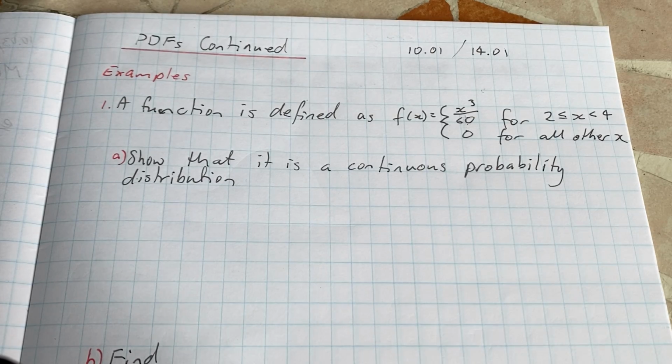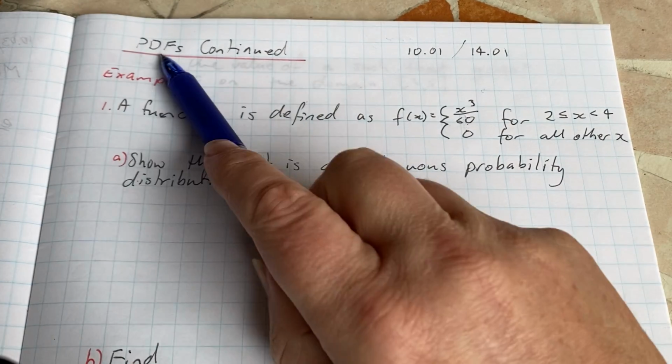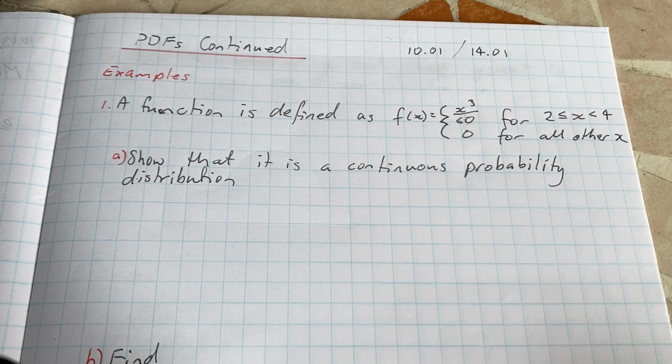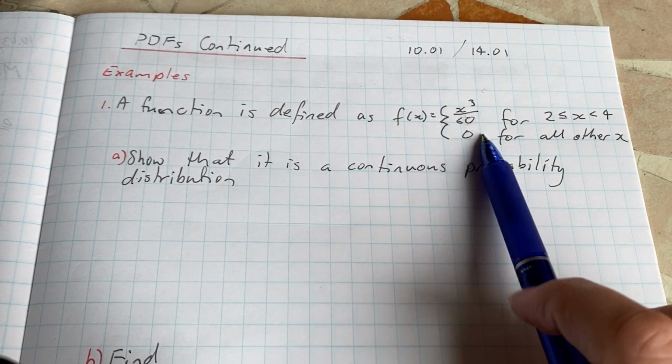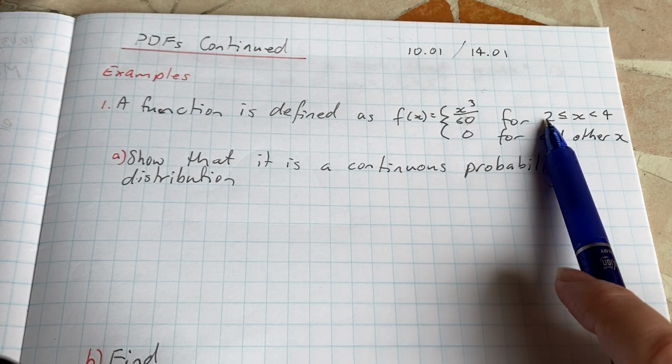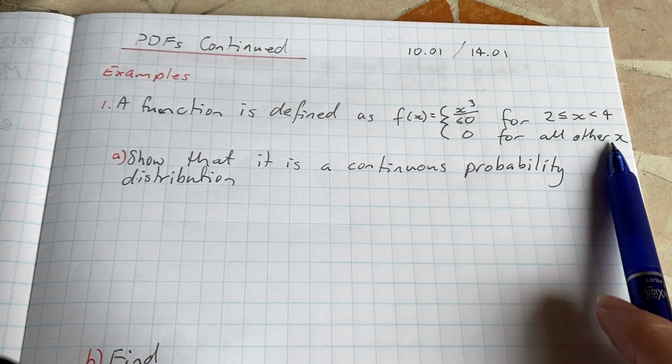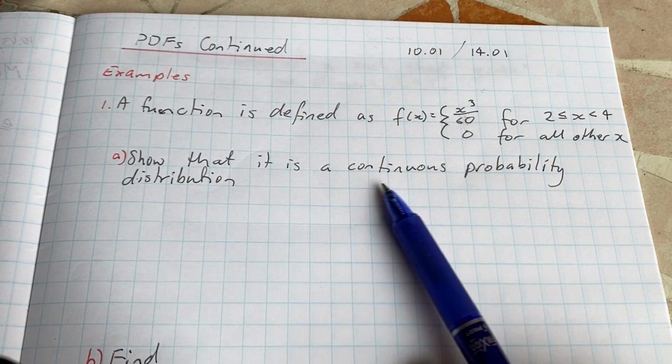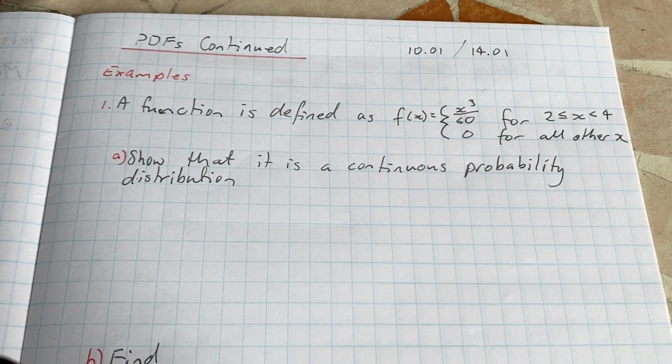Okay, so I'm just going to do some examples for probability density functions, or PDFs. So this first example, the function is defined as f of x is x cubed on 60 for the domain from 2 to 4, and 0 for all other values of x. Show that it is a continuous probability distribution.